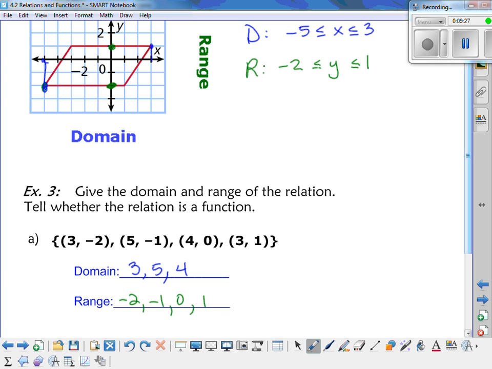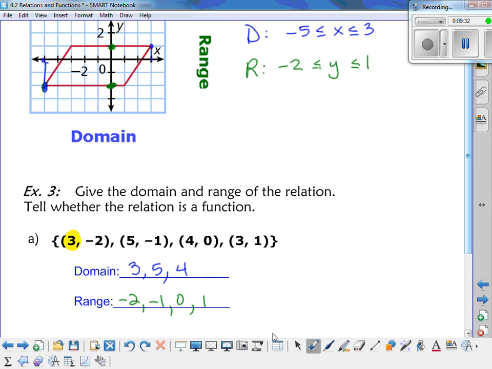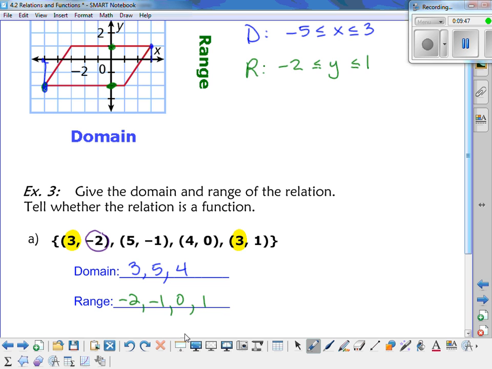So if you look at it, I notice that one of my inputs repeats. I've got the 3 repeating. In order for it to be a function, that means I have to get the same thing out every time I put in a 3. Well, did I get the same thing when I put in the 3? No, one time I got a -2 and the other time I got a 1. So therefore it is not a function because we have 2 outputs for 3. So it's not a function.